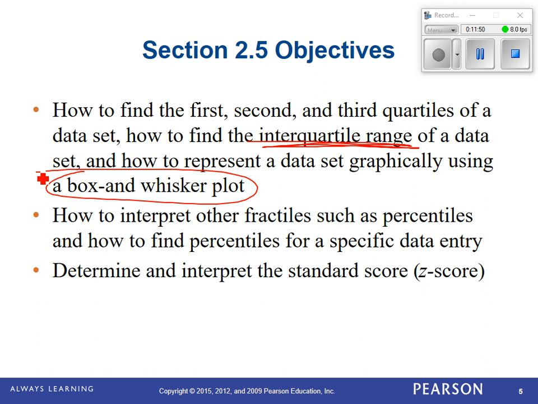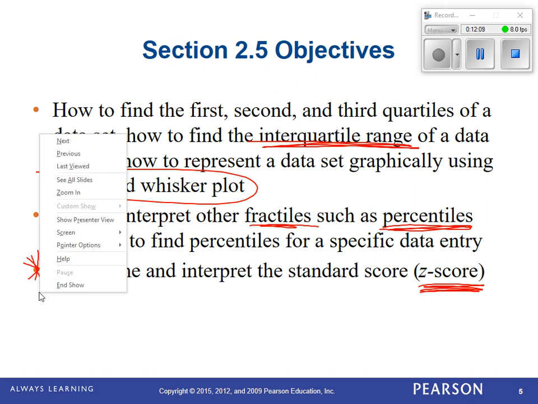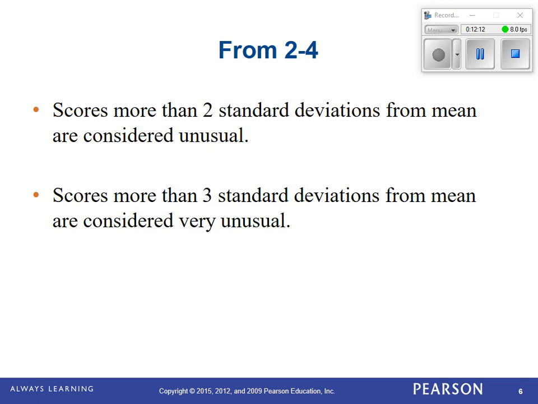And we're going to deal with fractiles. Percentiles is the main one. And then something that we're going to do all year long, we're going to find z-scores. Z-scores and t-scores we're going to talk about throughout the year, and I'll explain what they are when we get to them in a minute. This is just review. Scores that are 2 standard deviations away from the mean, what do we know about them? They're unusual. If they're more than 3 standard deviations away from the mean, then they are very unusual.